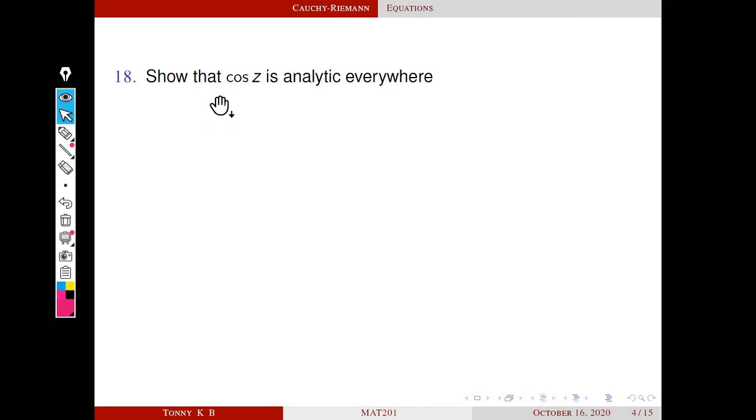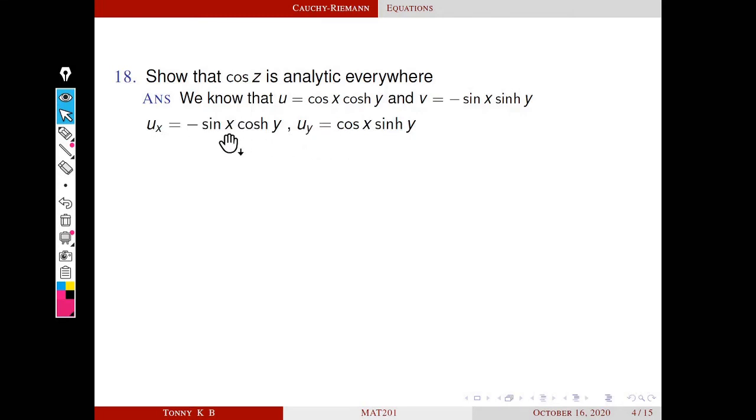Okay, next problem. Show that cos z is analytic everywhere. That means we have to show that cos z is an entire function. We know that these are the real and imaginary parts. Next you have to check whether u and v satisfy Cauchy-Riemann equations or not. So we are going to find ux, uy, vx and vy. And what is ux? ux is equal to minus sin x into cosh y, and uy is equal to cos x into sinh y.